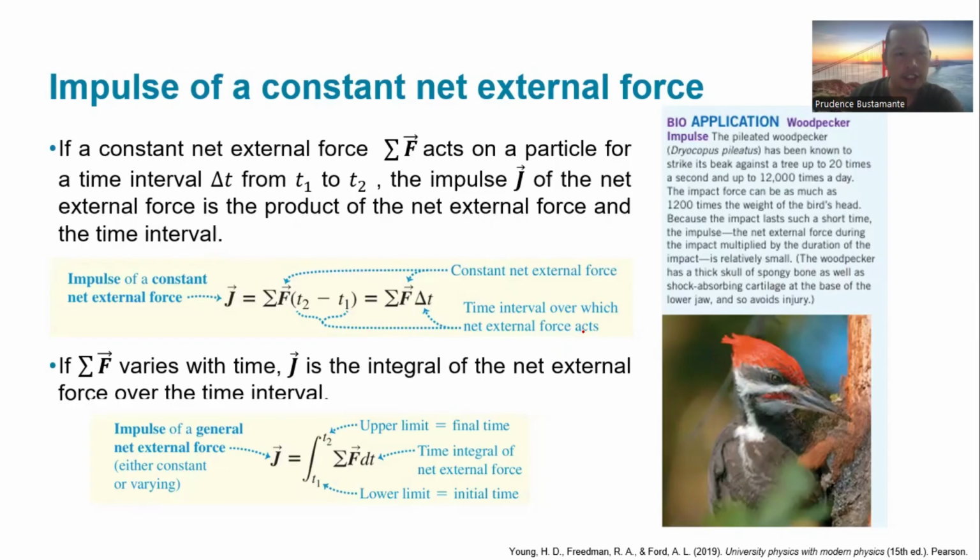How about if the net force varies with time? If the net force is not constant, then the impulse J is the integral of the net force over the time interval. So the impulse, for a general net external force, either constant or varying, is equal to the integral of the net external force over the time interval. We have the lower limit, the initial time, the upper limit, the final time, and the time integral of the net external force.